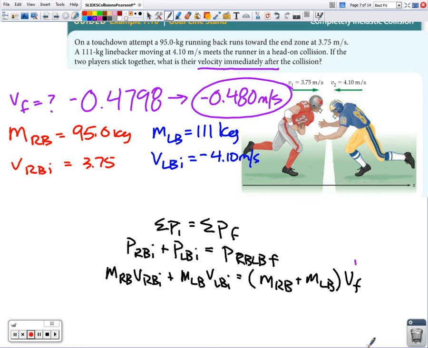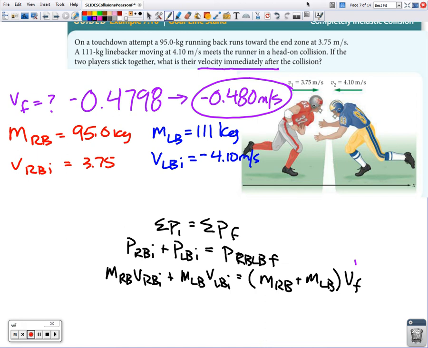I mean, we could take this and then divide both sides by the sum of these two masses, and that would give us this part of the equation divided by these masses together, just to get VF by itself. We could do that, but as I said, because there are so many letters and so many subscripts, I would say it's probably easier just to plug the numbers in and solve for V final. All right, questions there?